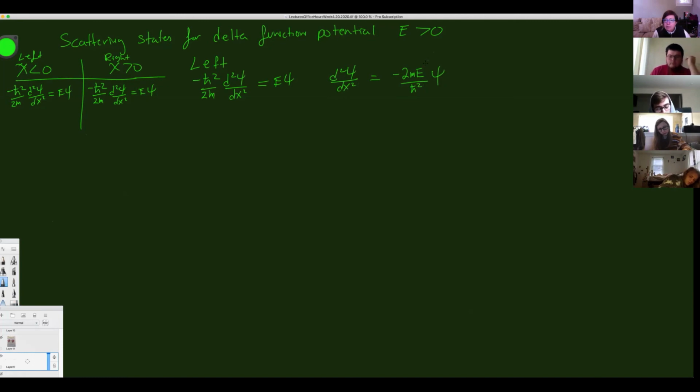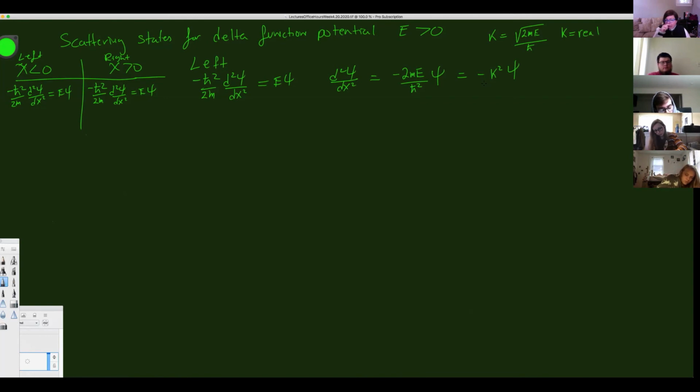Now, E is greater than 0 here, so I'm going to keep the minus sign out of my definition of my constant. I'm going to call this k, not kappa, k squared psi, where k is equal to the square root of 2mE over h bar, just like before. But remember E is greater than 0 here, so k is real. It was kappa before, but it had a minus sign because E was less than 0. But I kept the minus sign out here.